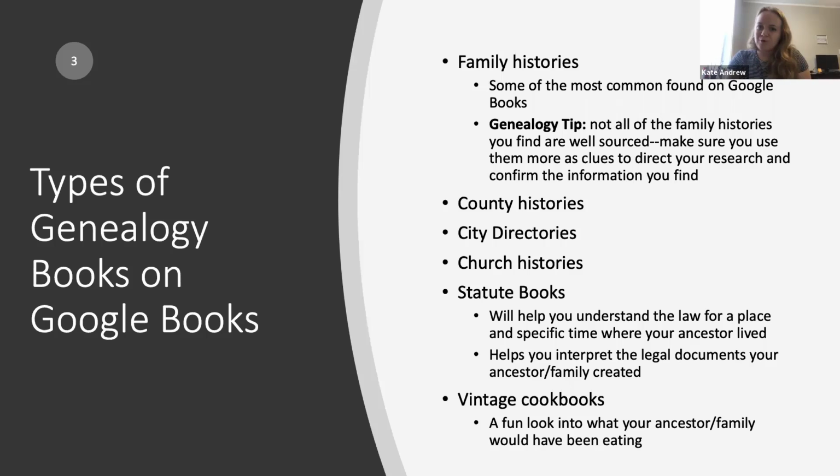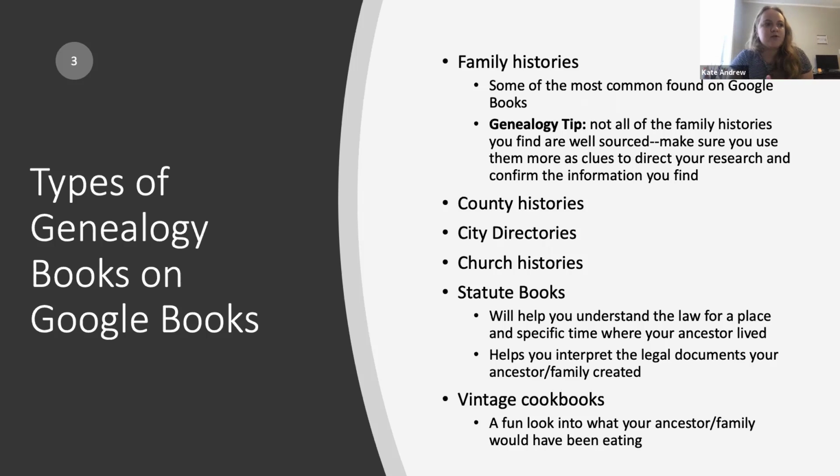Another type of book on Google Books are church histories. So if your ancestor or family member was a member of a church, often these churches, like the counties, wanted to preserve their history. So they wrote a book about it. And if they were a prominent member of the church or on any sort of board or in a choir for a long time, you might even be able to find photos of them in these church histories. If not, their names may be mentioned, and what the goings-on of the church during that time were like.